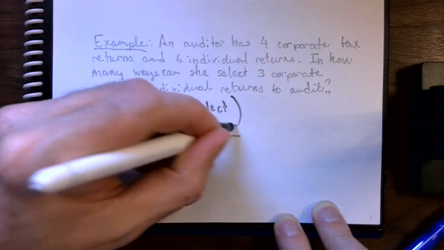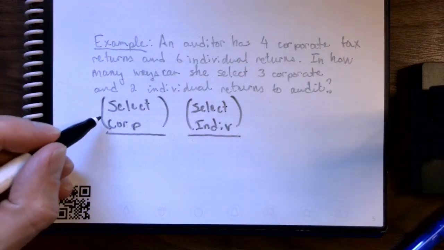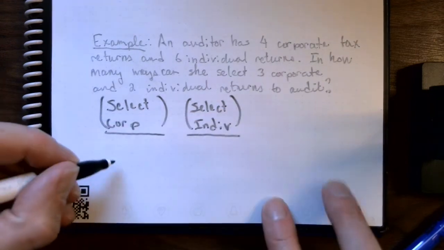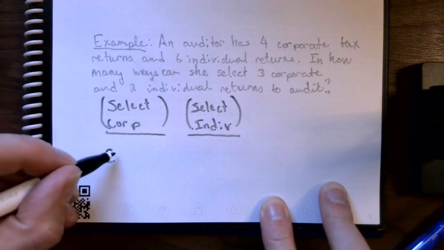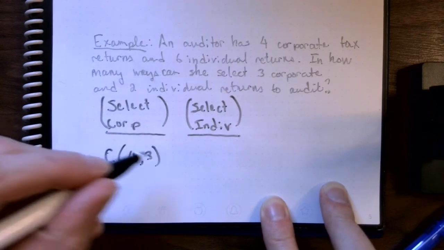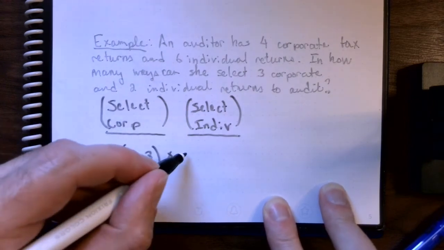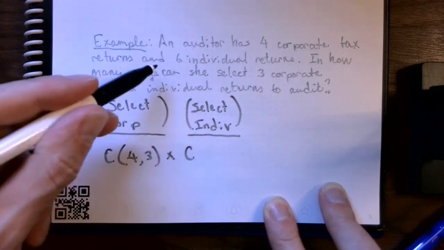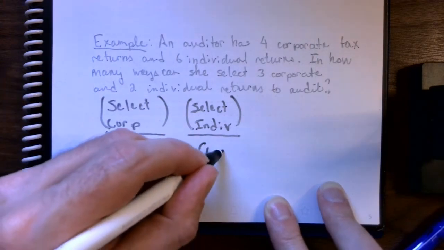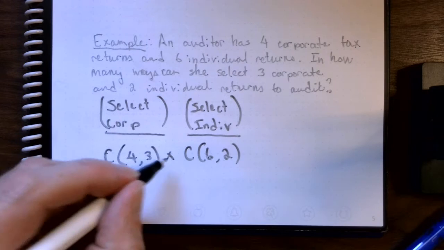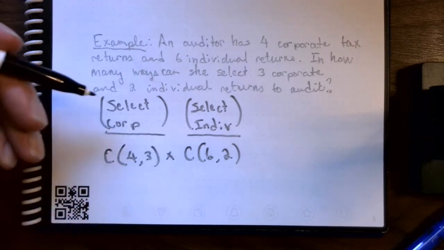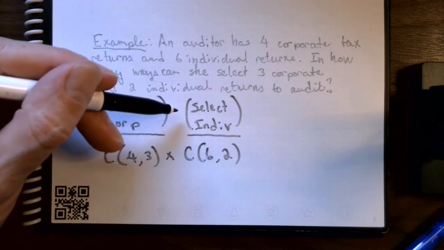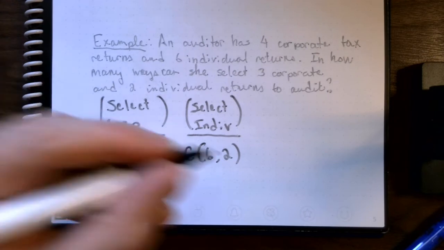the individual tax returns. Now, she has 4 corporate tax returns. She's going to pick 3, and the order doesn't matter. So combination 4, 3, that's the number of ways to complete the first stage. And then for the second stage, she has 6 individual tax returns. She's supposed to pick 2. Combination 6, 2. And then we'd have to multiply both of those numbers, because our stages are select the corporate tax returns in the first stage, and then select the individual tax returns in the second stage.